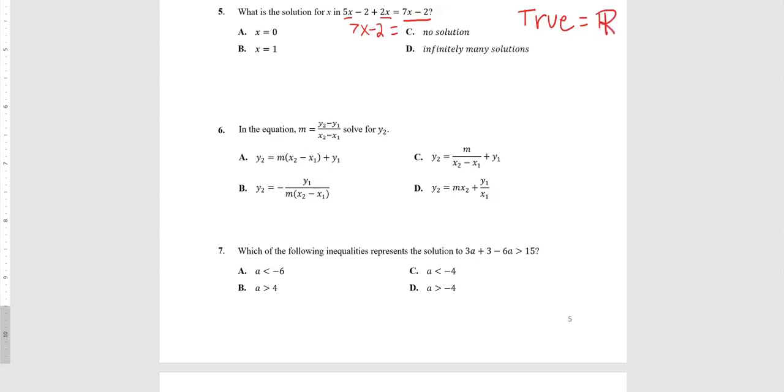All real numbers, okay? If what you get is false, if one side does not equal the other side, then it is none. No answers, no solutions. So in this case, because this is true, we're going to have infinitely many solutions, okay? Then we've got number 6 here.